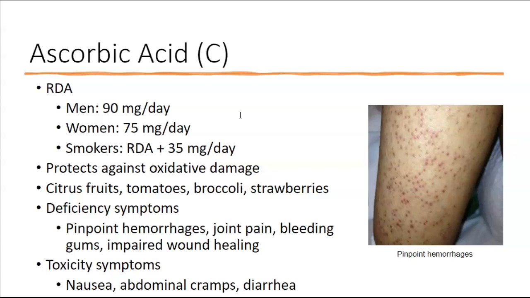That's what that picture is of, these small little bursting blood vessels. You could have joint pain, bleeding gums, and it also impairs wound healing. And toxicity symptoms, if you get too much vitamin C, you could have nausea, diarrhea, and abdominal cramps.